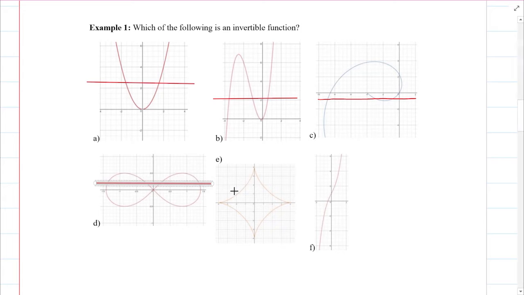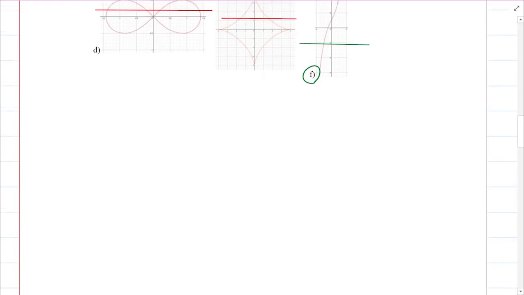The next one, it crosses the graph at 2 points in this case. I mean, this one, and even this one, they're not even a function because they failed the vertical line test. The last one, however, if I draw a horizontal line, no matter where I draw it, it always crosses the graph at 1 point. So this one is a one-to-one function. So that's the first type of question.